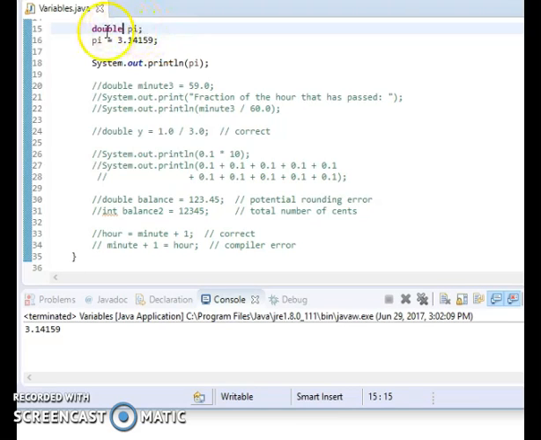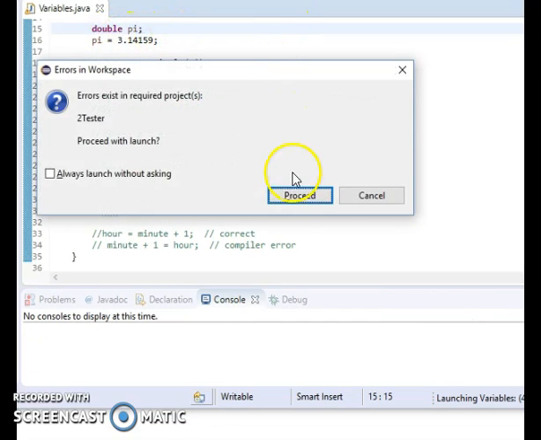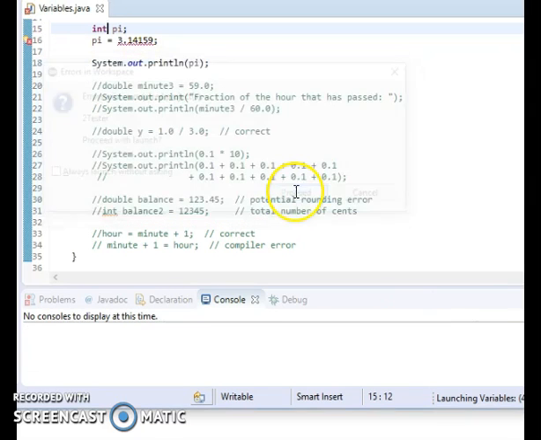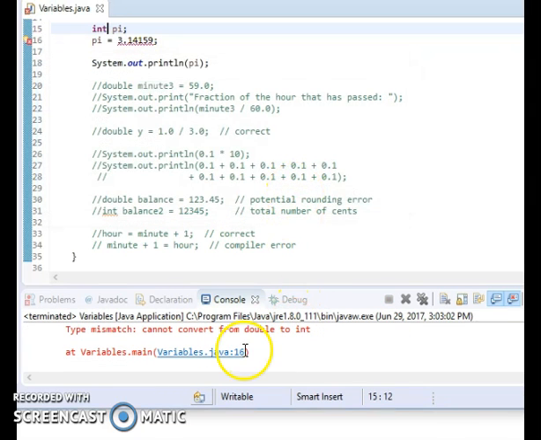We're defining double pi, so it's a floating point, which it should be. When I assign it, it shouldn't complain, and when I print it out, it should print it out correctly. So let's see what happens. Okay, so it did print out what I expected. If I change pi to an int, which it isn't, whoops, and try to run it now, it won't even let me run it. There's a type mismatch.